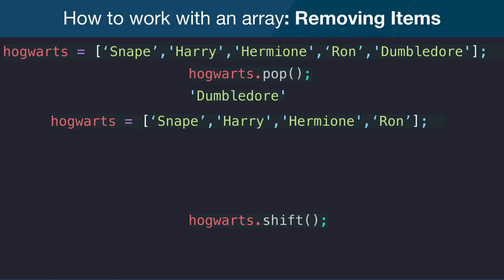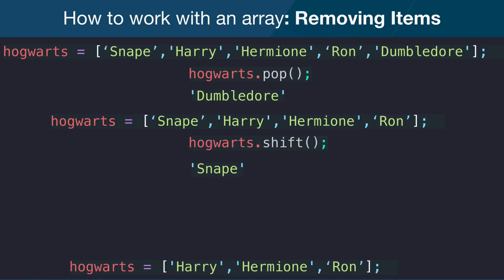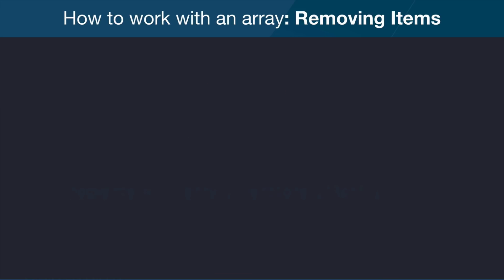To remove items off of the front of the array, all we have to do is shift. Shift will remove Snape off of the front of the array, okay? And then our array will look back to its normal form, okay? So there are other things that you can do as well. You can use slice and splice to remove items or add items, but we're not going to talk about those for now, okay? Or we will talk about splice for 1 second because it's important to understand. All right.